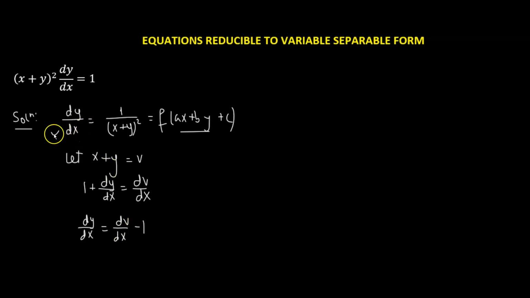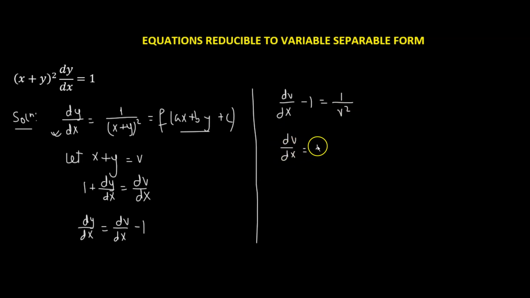So that means our original differential equation can now be rewritten as dv over dx minus 1 equals 1 over (x plus y) whole square, so that will be v squared. That gives us dv over dx equals 1 plus 1 over v squared, which is equal to (v squared plus 1) divided by v squared. Separating the differentials, we have dx equals v squared divided by (v squared plus 1) times dv, and this is now in the separable form.